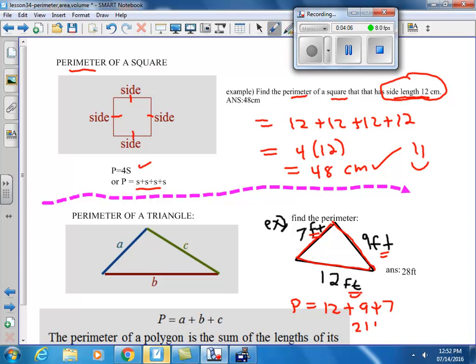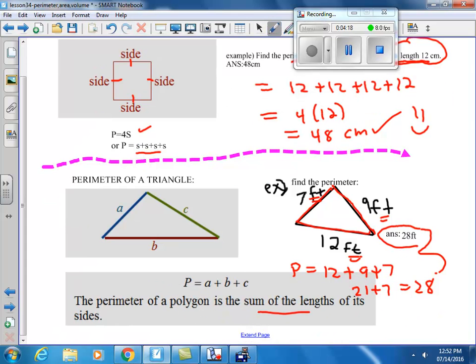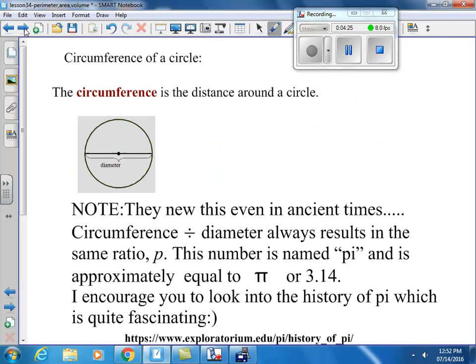So you've got 21 plus 7, which is 28. And there's where you see the answer, 28 feet. Okay, so if you're making a general rule, the perimeter of a polygon is the sum of the lengths of its sides. Okay, let's go to the next slide.